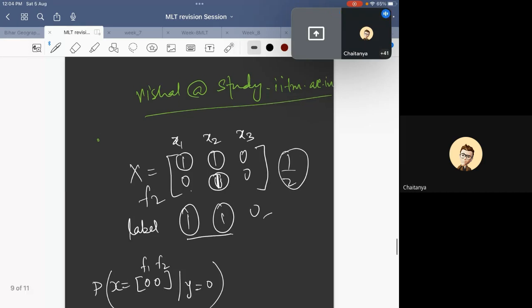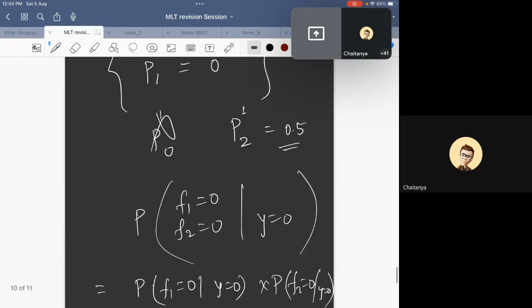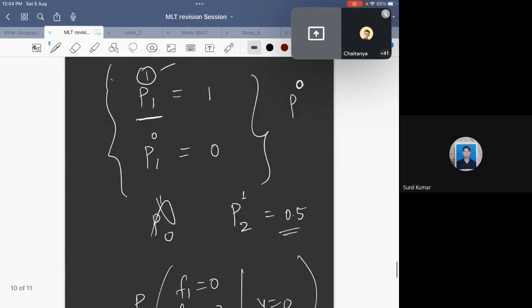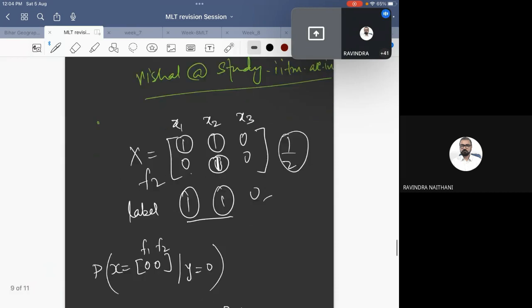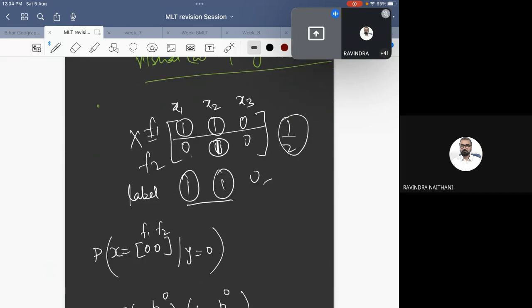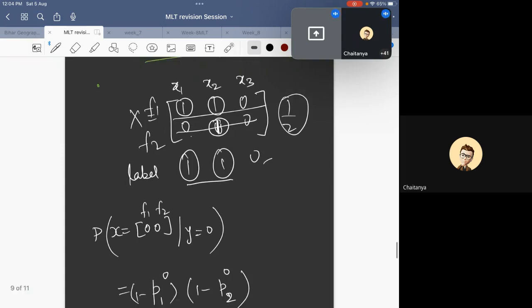Sir, what is P1, P2? Can you please clarify? I have some confusion. It is calculated from the matrix. This is feature 1, this is feature 2, and these are x1, x2, x3, the data set. So is the number on P an exponent? This superscript is the label 1, and this is the feature. Okay, sir.